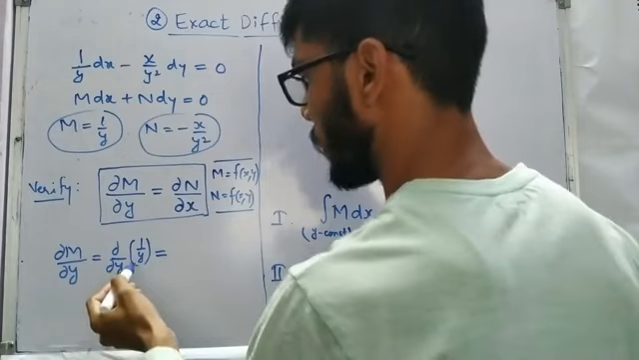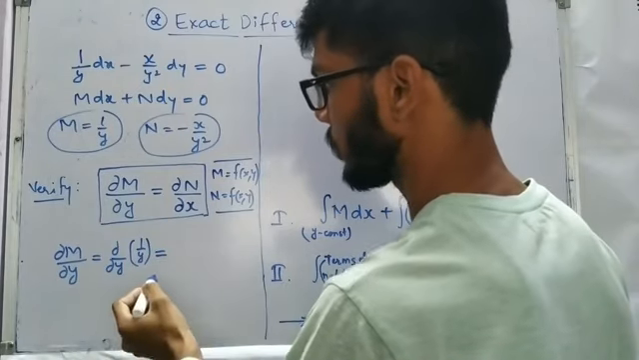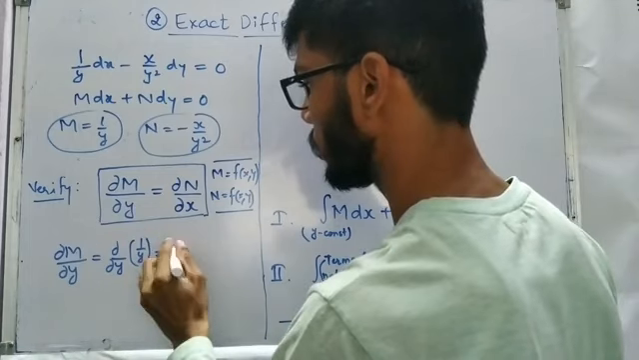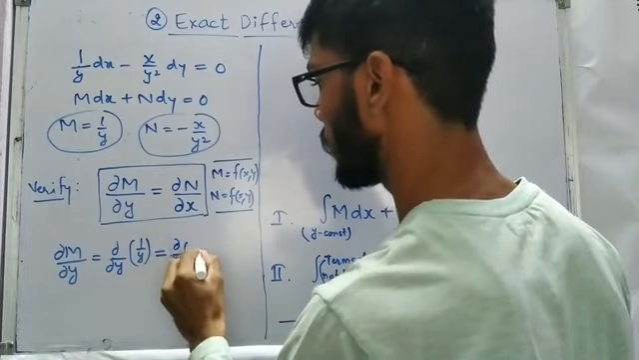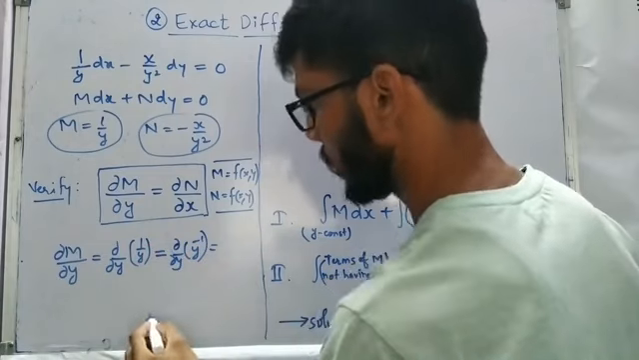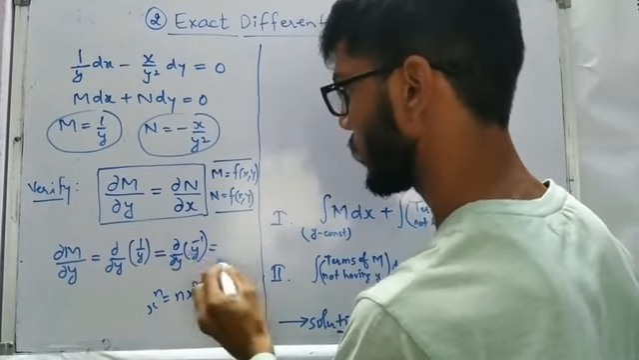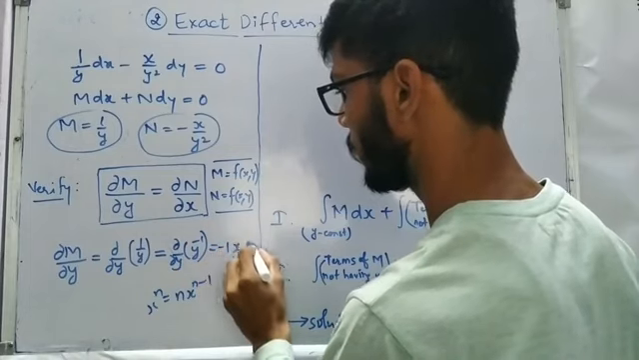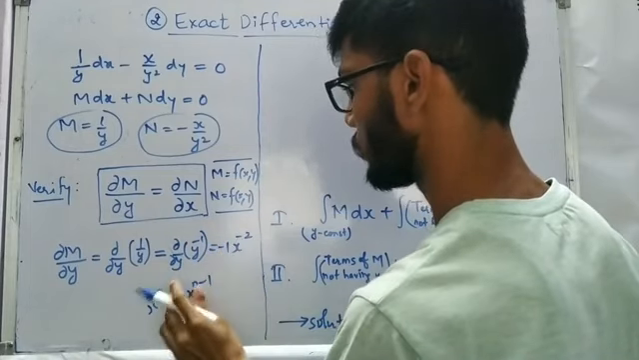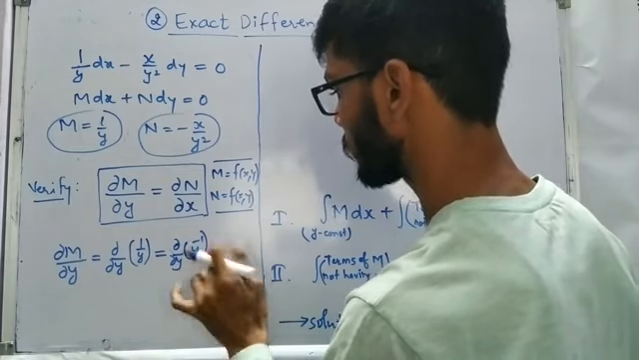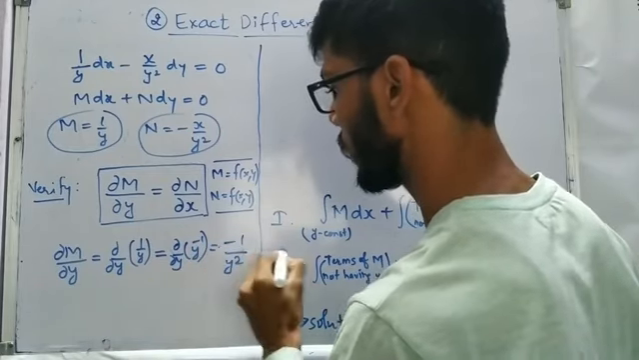So the differentiation of 1 upon y with respect to y is nothing but dou by dou y of y power minus 1, right? The differentiation of x power n is n x power n minus 1. So here n is minus 1, so minus 1 times y power minus 1 minus 1, which is minus 2. So it will be minus 1 upon y square.